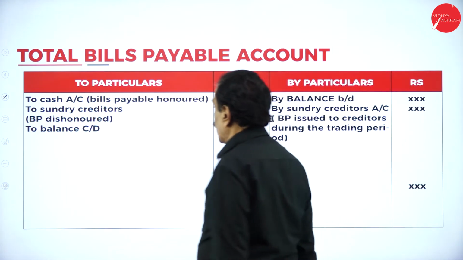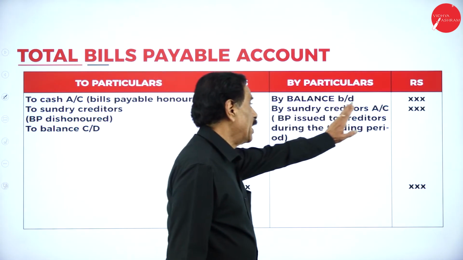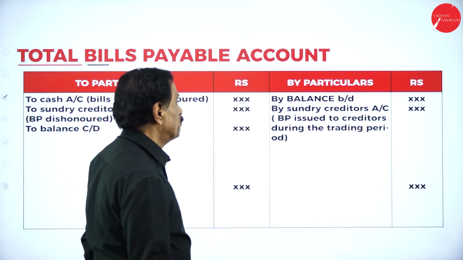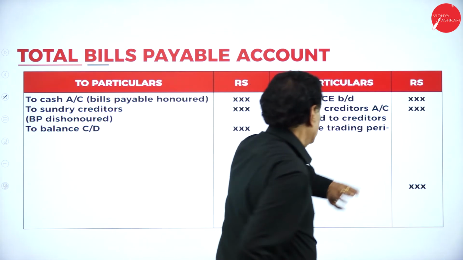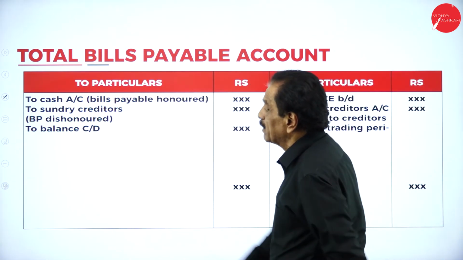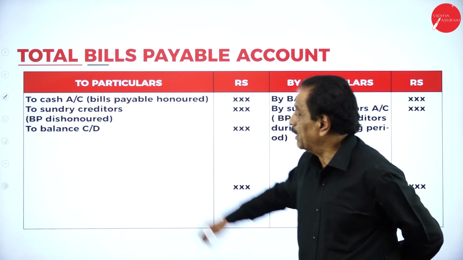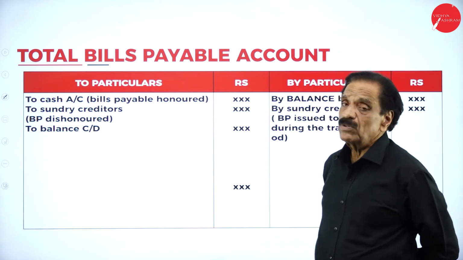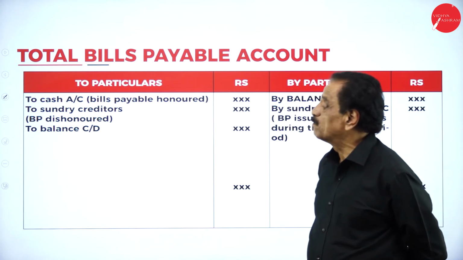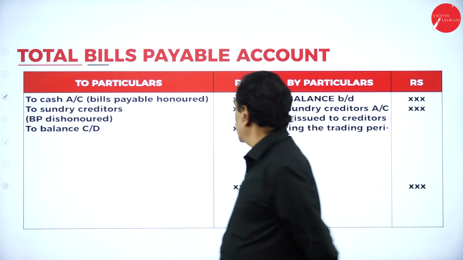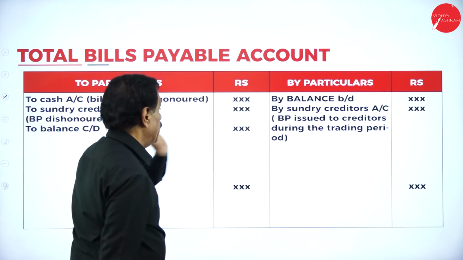Bills payable account is opposite to this. By balance brought down, opening BP. By sundry creditor, BP issued to creditor. Total amount you get. Then to cash account, paid for BP. Then to creditor, BP dishonored. To balance carried down. This is your closing BP.